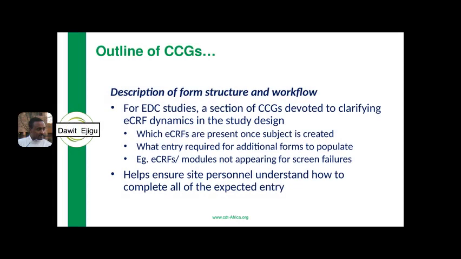The other aspect of the outline is a description of form structure and workflow. This is particularly true for electronic data capture studies. A section of the guidelines is going to be devoted to clarifying the eCRF dynamics in the study design. For example, which eCRFs or modules are going to be present when the subject is created, and what entry is required for additional modules or forms to populate. For example, there may be some modules not appearing for screen failures. These types of descriptions help ensure site personnel understand how to complete all of the expected entry.